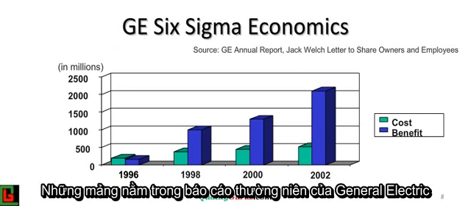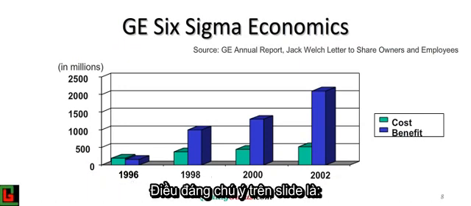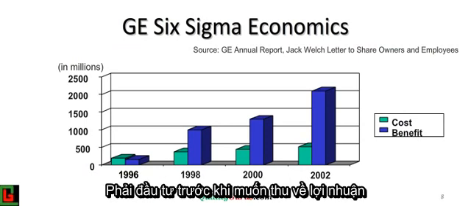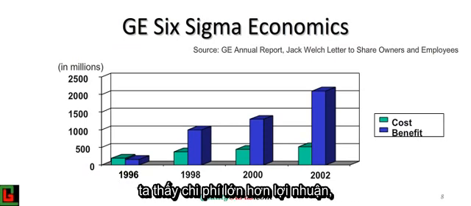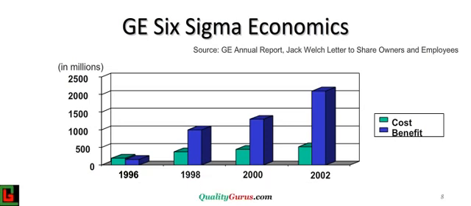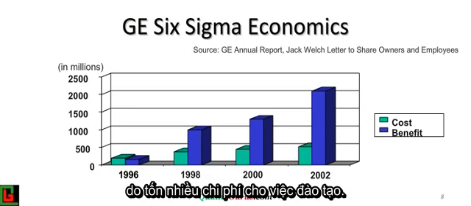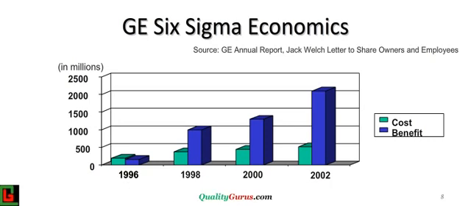This slide is from the annual report of General Electric. The main thing to note on this slide is that you will have to invest initially, before you start reaping the gains. If you look at the 1996 portion of the graph, the cost then was more than the benefits. The big part of this cost is companies' investment in training people.